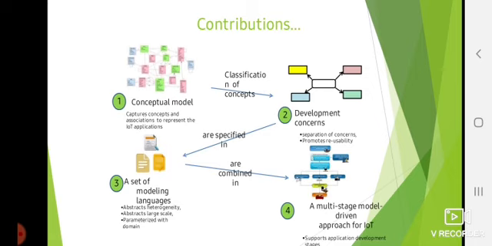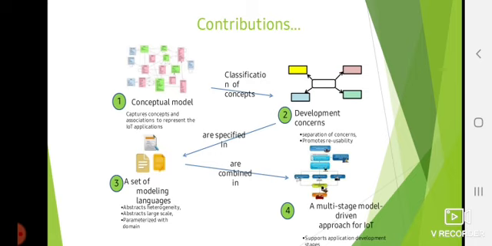Next, we have to see about the contribution. The contribution of IoT consists of four steps. The first step is a conceptual model, the second step is development concerns, the third step is a set of modeling languages, and the fourth step is a multi-stage model-driven approach for IoT.